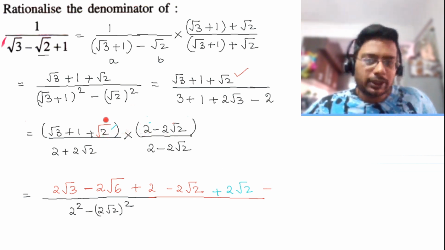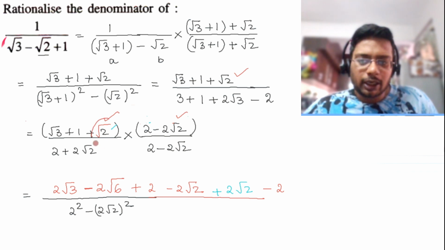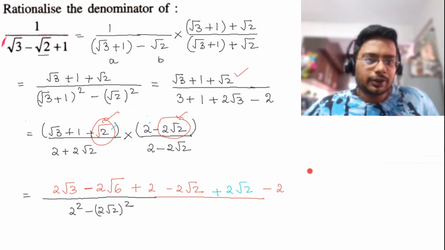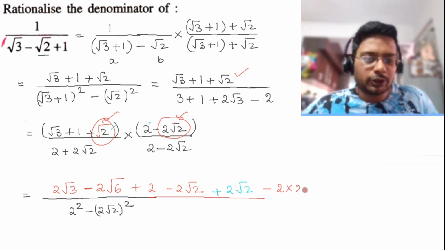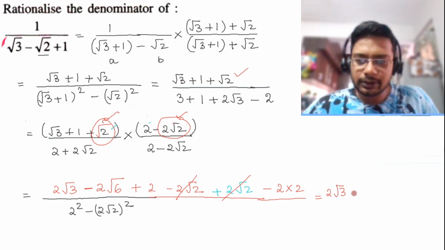Which terms are outside the root in this and this? 2. So put a 2. What terms are inside the root? Root 2, so it will be root 2 square, minus root 4. Root 2 into root 2 will be again 2. Square root of 4 is 2. So, just simplify this. This is 2 root 3, 2 root 6.